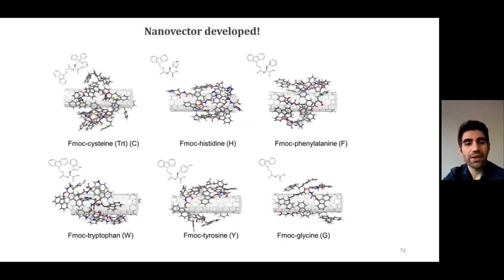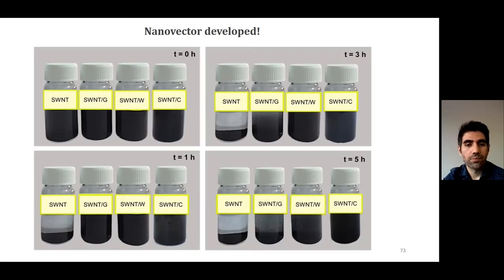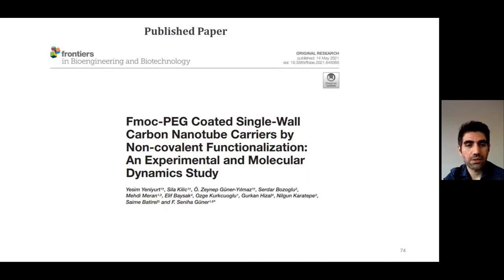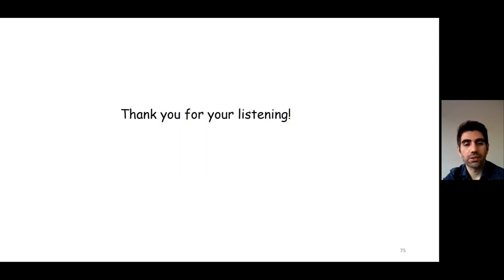This is the paper. Then we decided to use another anchor molecule to coat our carbon nanotubes. Here we used Fmoc bearing different types of amino acids. And of course, I forgot to say that in parallel with experimental studies, our group conducted in silico studies. Here, the fabricated nanovectors. And this is the publication for this part. And I think this is enough for this presentation.